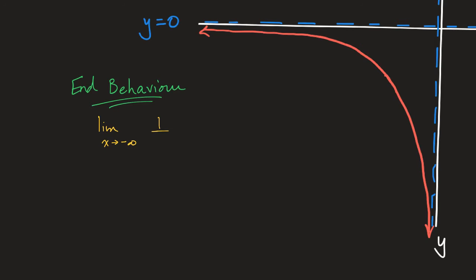What was the equation of our curve? 1 over x. So we're going to deal with that same thing. Now what that limit says, for us to examine going forever to the left, is we are picturing this in our heads.